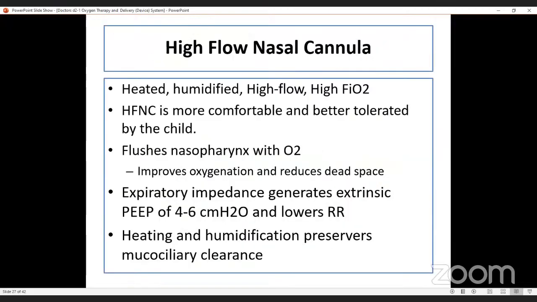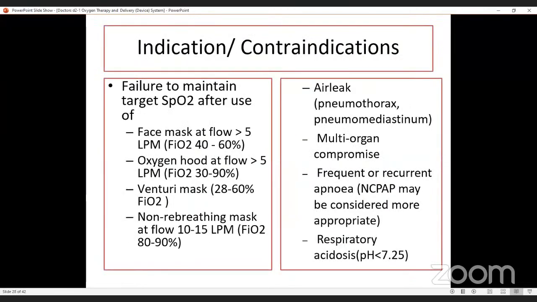HFNC. We talked about this. Indications we talked about. The contraindications are air leak syndrome, pneumothorax, pneumomediastinum, multi-organ compromise, where most of the times you will be needing only mechanical ventilation. Am I audible? Yes, sir, you are. Okay, thank you.